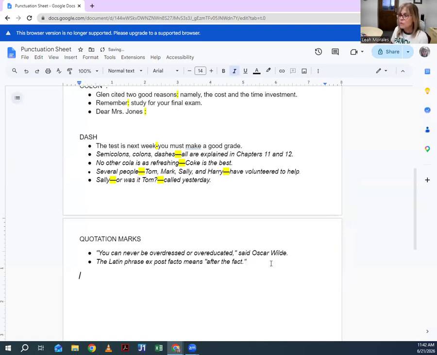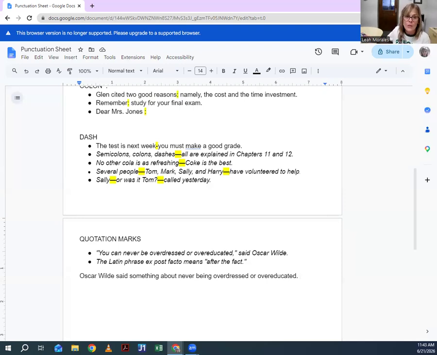If you wrote a sentence like, Oscar Wilde said something about never being overdressed or overeducated, you don't use quotes for that, because that's not exactly what he said. When you are quoting exactly what someone said or exactly what you read written in another document that you're pulling directly into your writing, then you put it in quotation marks, okay?